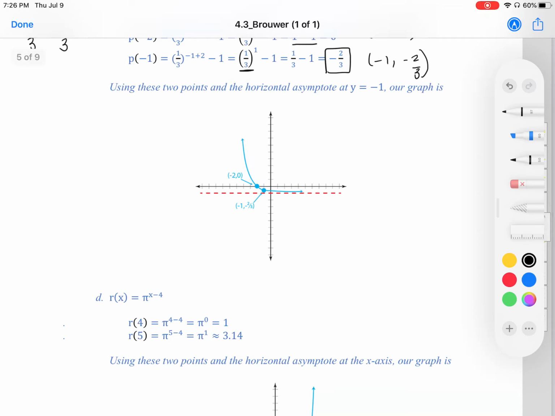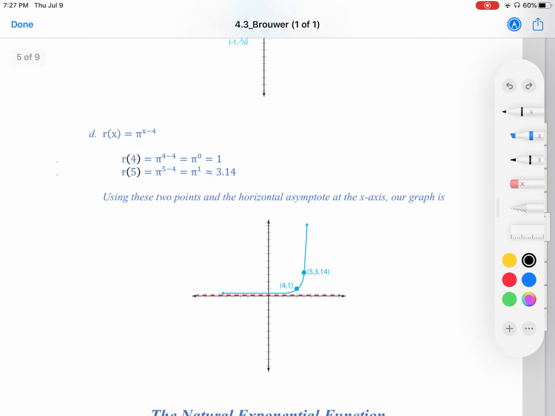So one point will go closer to your asymptote and the other will pull away. So that's how we can use only 2 points. Moving forward.